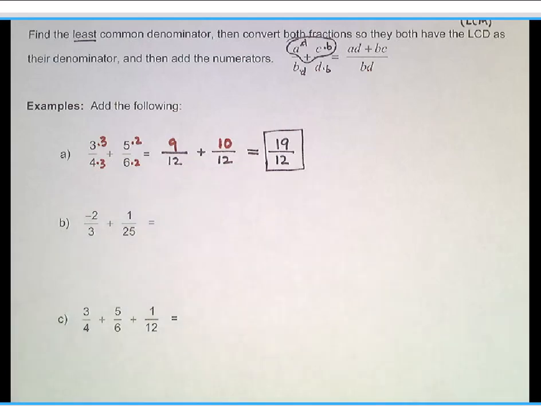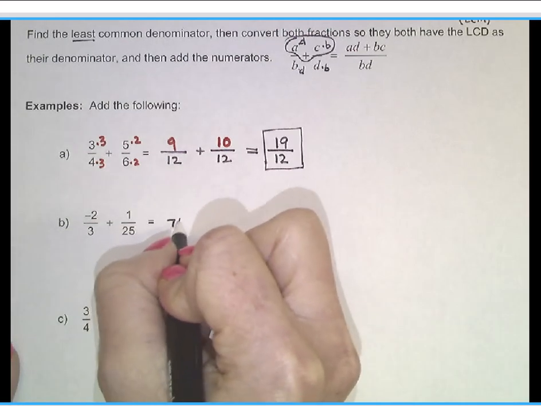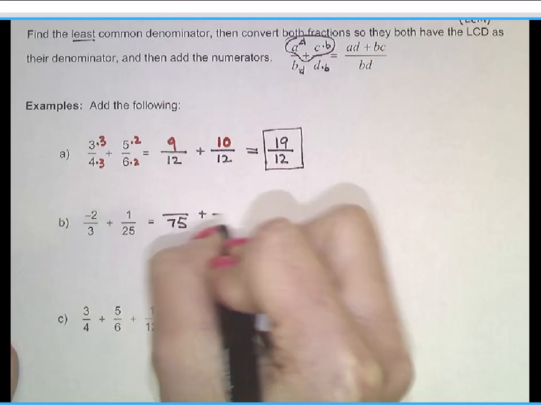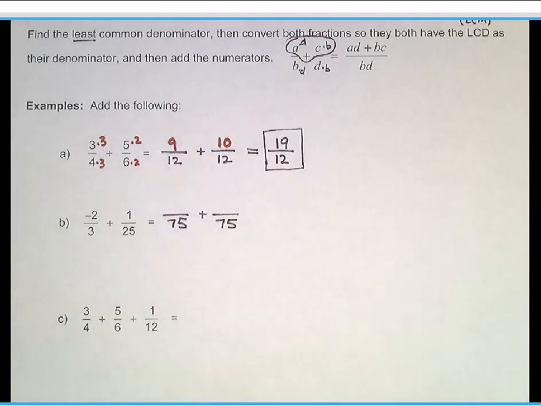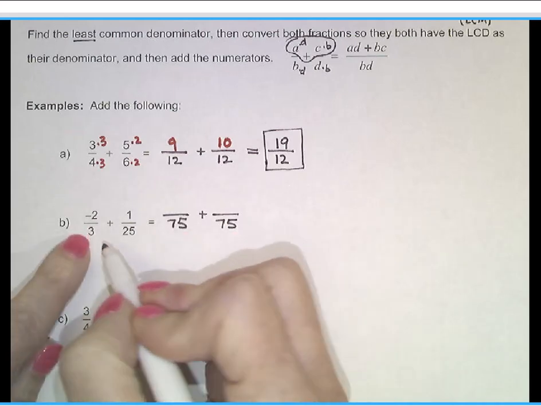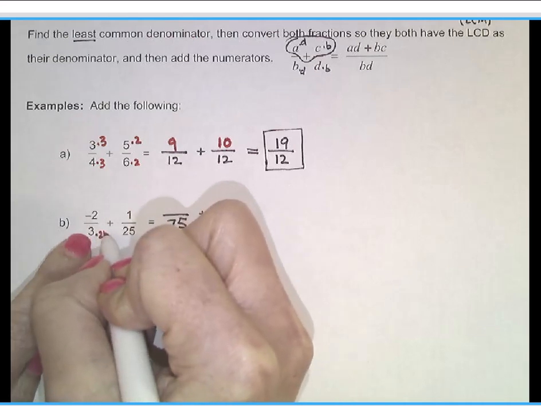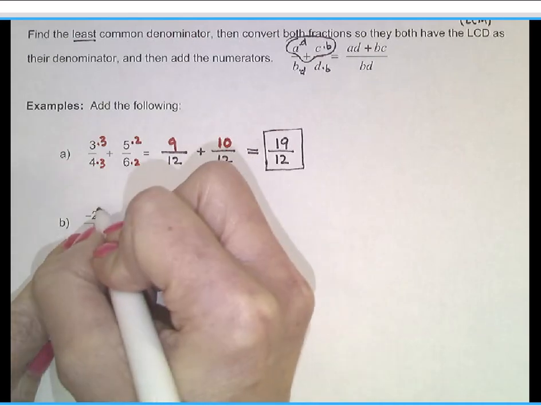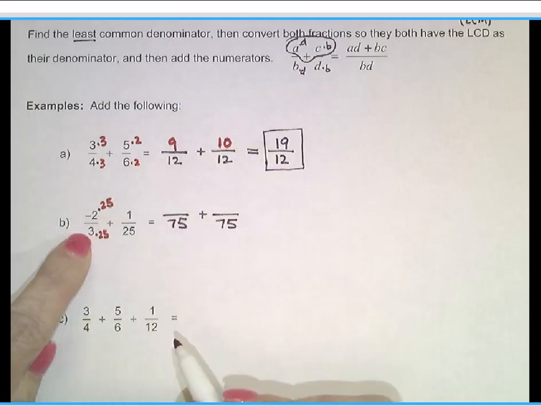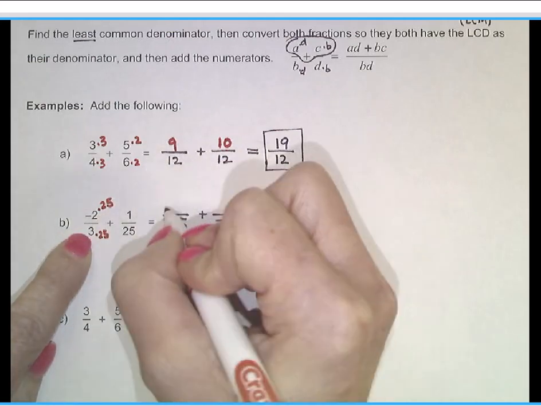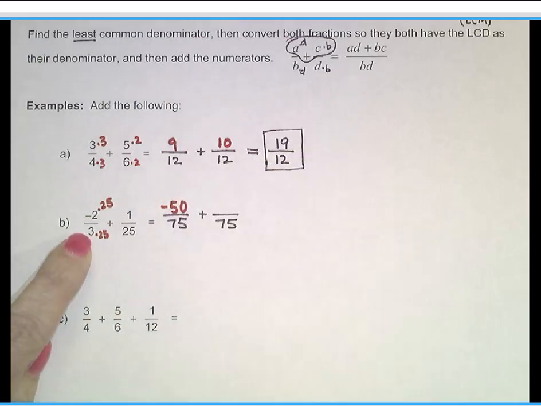All right, the next one has 3 and 25 as the denominators. So obviously that one does not have a common denominator, so we're going to have to create one. I think 75, just multiplying those together, would be a good choice. So again, I'm setting up the fractions with the denominator that I want. I would have to multiply 3 by 25 to get 75. So that means I also have to multiply the top by 25. Now that's -2 times 25, which is going to give us -50.